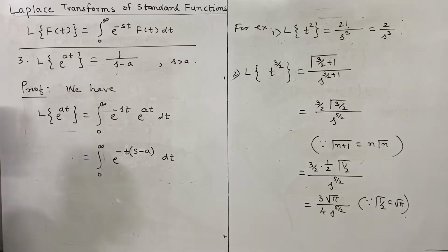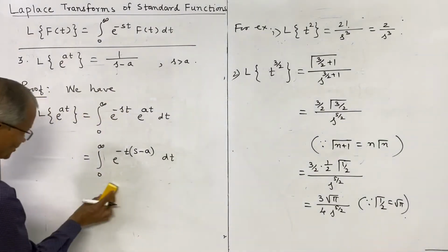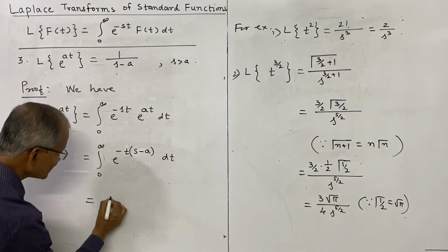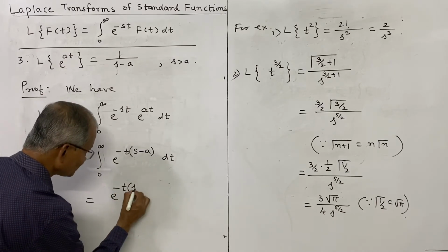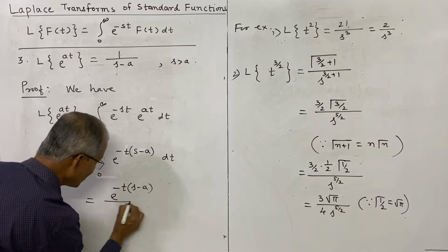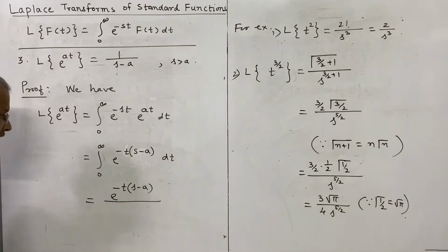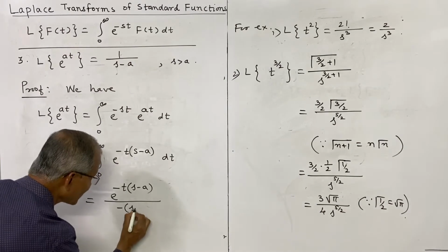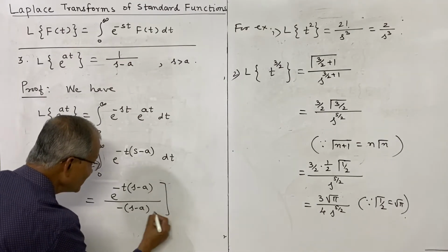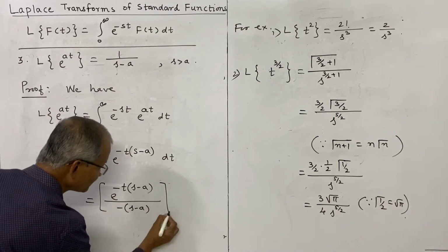Now the integration formula is to be used for the exponential function. So this is e power minus t into s minus a, divided by the coefficient of t. The integration is with respect to t, and therefore the coefficient of t is negative, in bracket s minus a, and the limits are 0 to infinity.